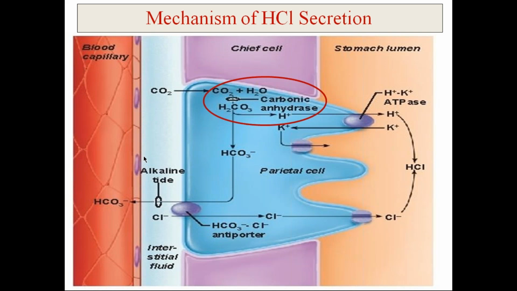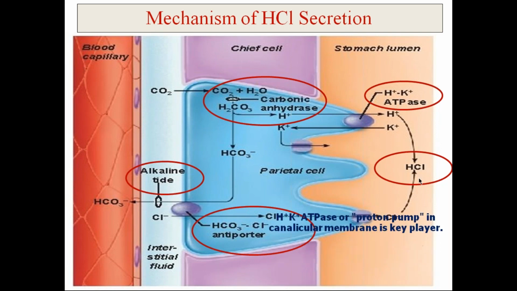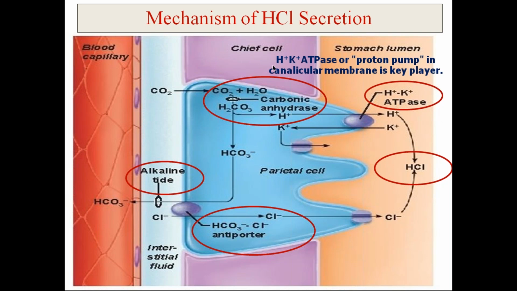Again, an important short note, or you can get it as a part of your long question. What is the cause for postprandial alkaline tide? Here you can see the pumping action: hydrogen comes out, bicarbonate goes into the bloodstream. This is known as the postprandial alkaline tide. The chloride which is coming here combines with the hydrogen ions to form HCl. The key player is your hydrogen potassium ATPase pump, or the proton pump.